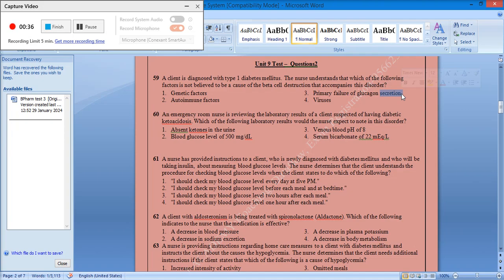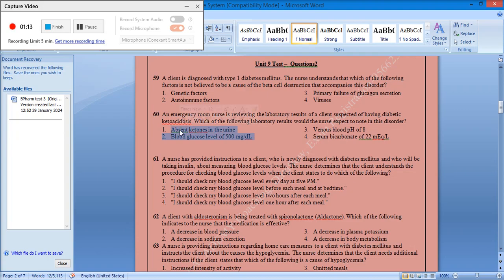60. An emergency room nurse is reviewing the laboratory results of a client suspected of having diabetic ketoacidosis. Which of the following laboratory results would the nurse expect to note in this disorder? 1. Absent ketones in the urine. 2. Blood glucose level of 500 mg per dL. 3. Venous blood pH of 8. 4. Serum bicarbonate of 22 milliequivalents per liter. The correct answer is 2. Blood glucose level of 500 mg per dL.